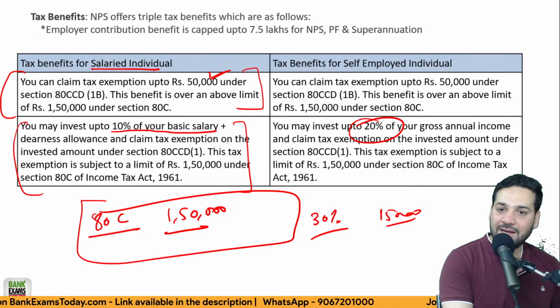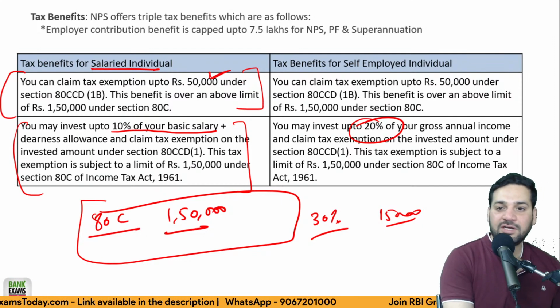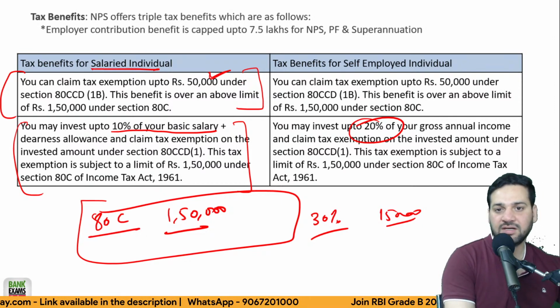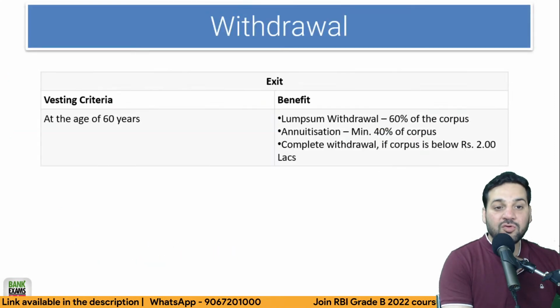Employer contribution is capped at 7.5 lakhs for NPS, PF and the superannuation. 7.5 lakh is the limit.